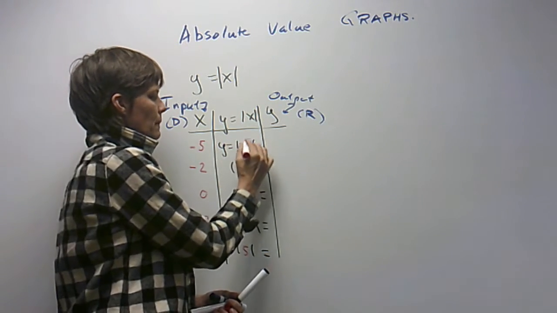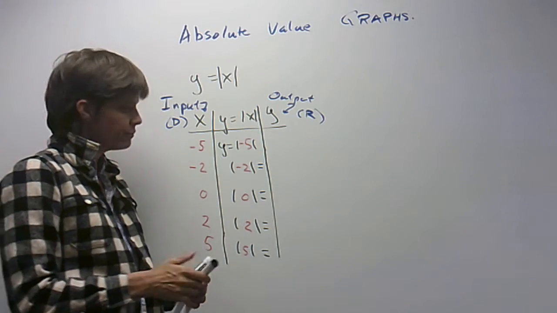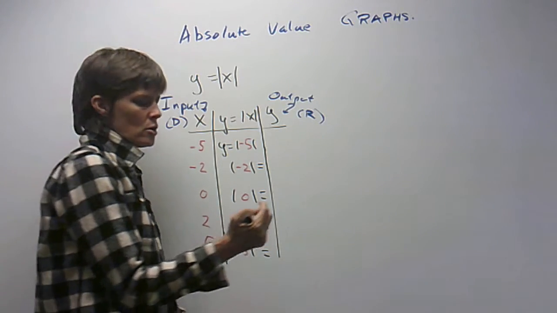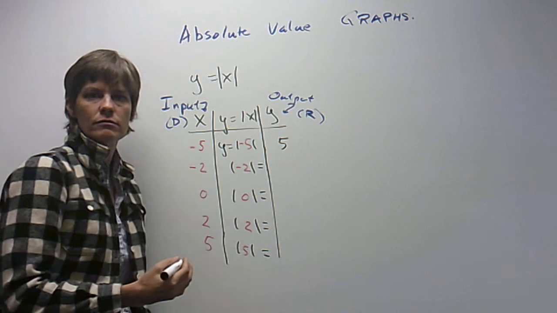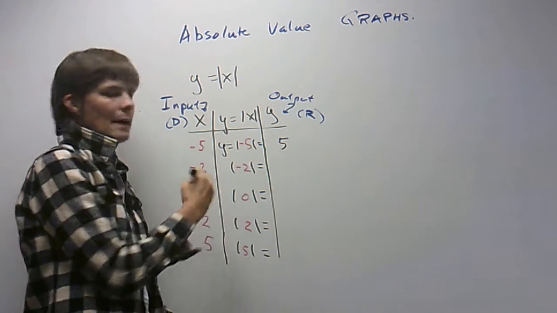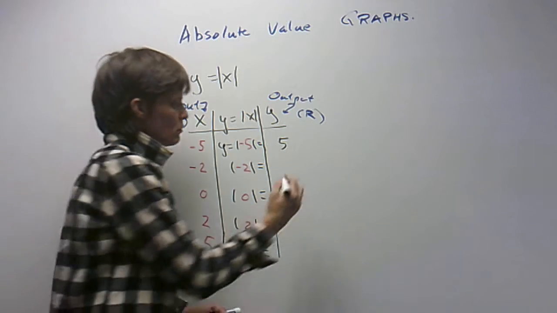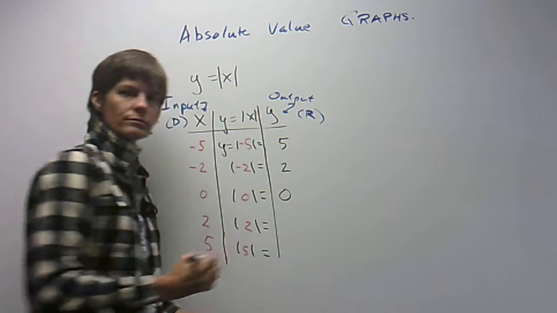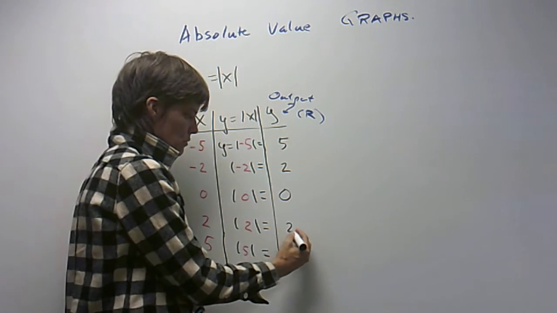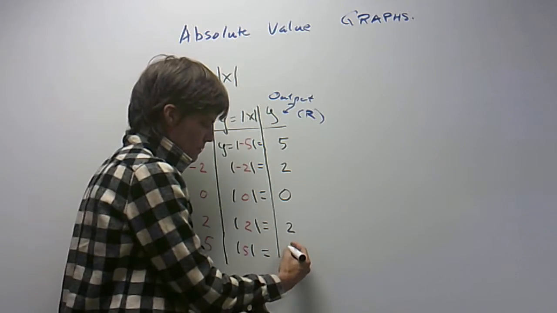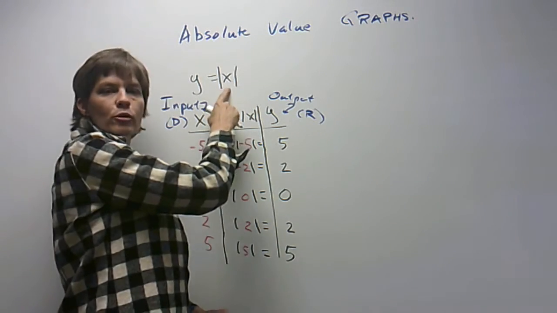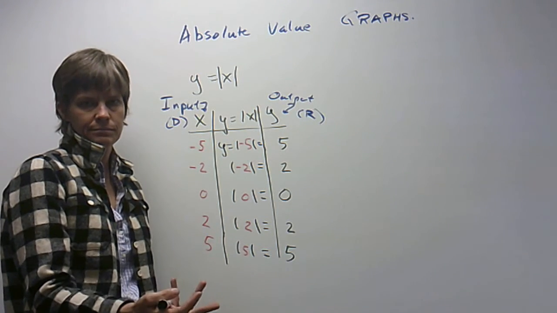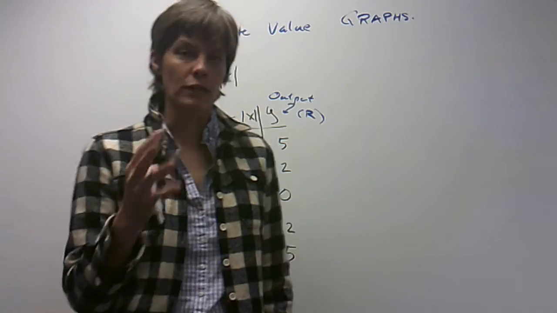Oops, -5. What do I get out? Well, the absolute value of -5, absolute value turns whatever's inside of it positive, right? So absolute value of -5 is just 5. Absolute value of -2 is 2. We turned it positive. Absolute value of 0 is 0. The absolute value of 2 is 2. Finally, 5, 5. Okay? That's what this symbol means. Absolute value means whatever's inside turns positive. Just what it is. Well, how does that reflect in a graph?